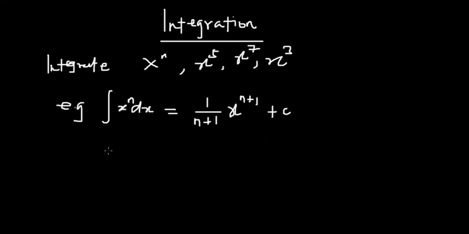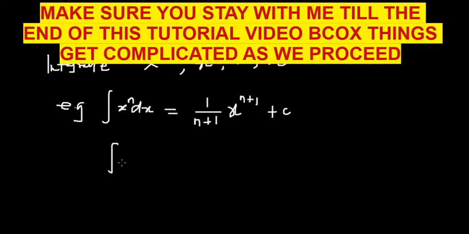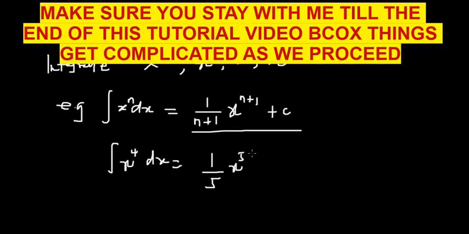So let's take another example. Let's say we have x exponent 4, dx. Just using this simple formula, this will give us 1 over 5, x exponent 5, then the constant being added. Just this principle.